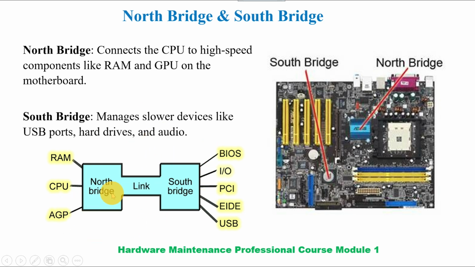The north bridge is closest to the CPU. You see the CPU connects directly to the north bridge, the RAM to the north bridge, and the AGP, which stands for the display. So if you have a CPU and RAM, you also have an AGP, which stands for graphics memory, so your computer can display. But the south bridge connects your BIOS, your I/O system, your PCI, and your USB. So this is a typical example of the north bridge and the south bridge on your motherboard.